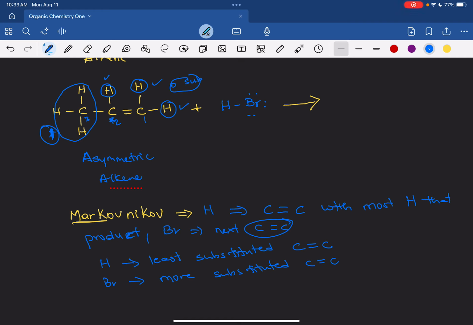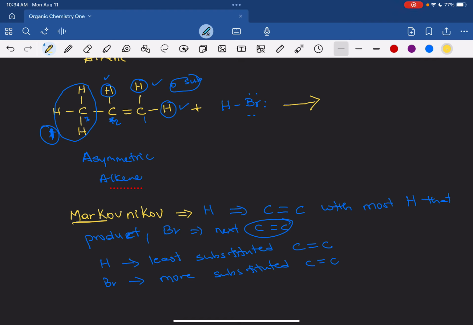So all you're doing when you're looking for which carbon is more substituted is counting the number of substituents on it. Go back to the carbons of the carbon-carbon double bond. This carbon has no substituent bonded to it. This one has a hydrogen and a CH3, so it has one substituent. One is more than zero. So this is our more substituted carbon. All right, cool. I like to keep it simple. So I just remember that the hydrogen adds to the carbon of the carbon-carbon double bond with the most hydrogens. That's the easiest way to remember Markovnikov's rule.